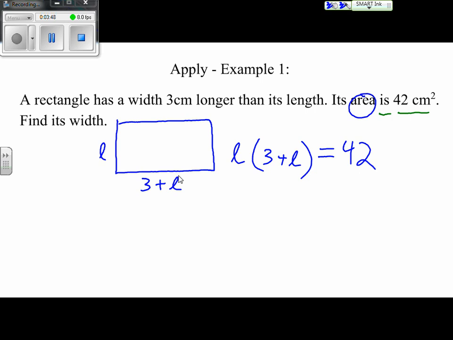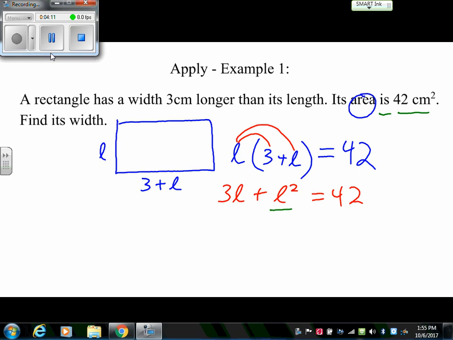Now, is this a quadratic? It doesn't immediately look like it because I don't see an x squared, or in this case, an L squared. But if I were to do a little distribution here and take the L times the 3 and the L times the L, I would end up with 3L plus L squared equal to 42. And now, because I have that L squared, it's clear to see that this is, in fact, a quadratic. So at this point, I've basically gone through my first 2 steps. I've translated the words, and then I've ensured that it is a quadratic.